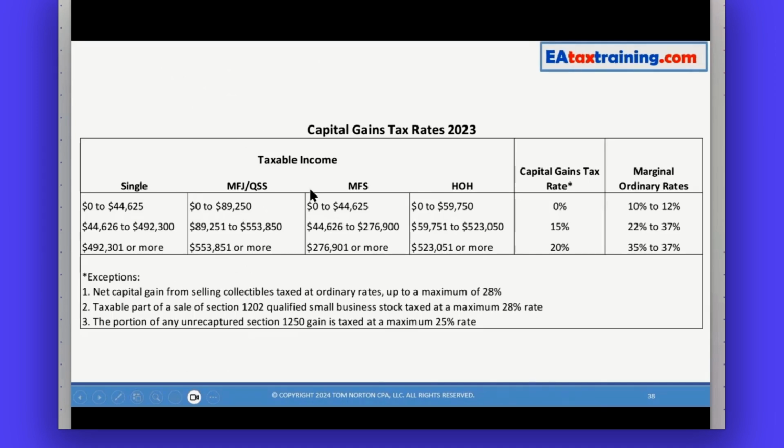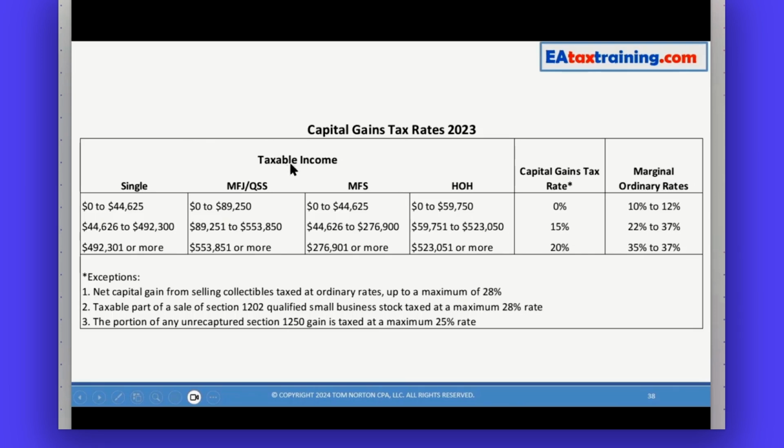Capital gains. I've been saying that capital gains get favorable tax rates. And so this chart is the answer to your question, which is, you keep talking about these favorable tax rates. What do you mean? What are they? These are those favorable tax rates. So over here on the left, we're going to separate taxpayers into their filing status and the amount of taxable income that they have. Then you can see their capital gains rate. And then for comparison purposes, you can see what their ordinary tax rates would be for the same amount of income.